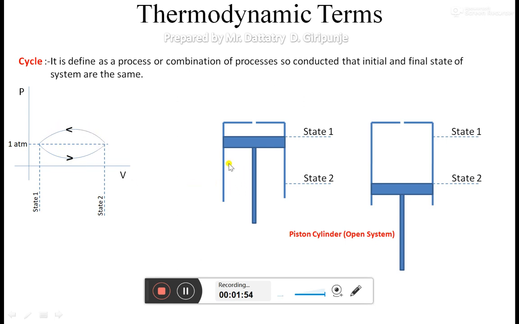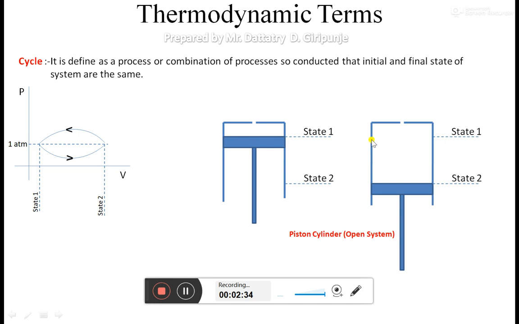One simple example I will tell you. Consider this is our piston cylinder assembly, which has one small hole at the top. It is just like an injection syringe that you use for medical purposes. So the piston cylinder arrangement is shown with a hole at the top. It is an open system, as it is open to the atmosphere.